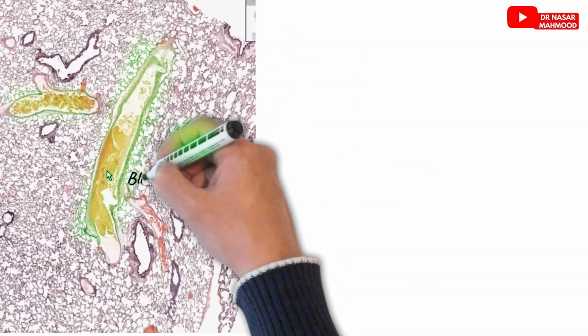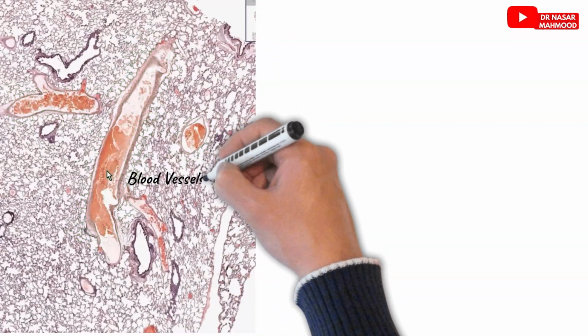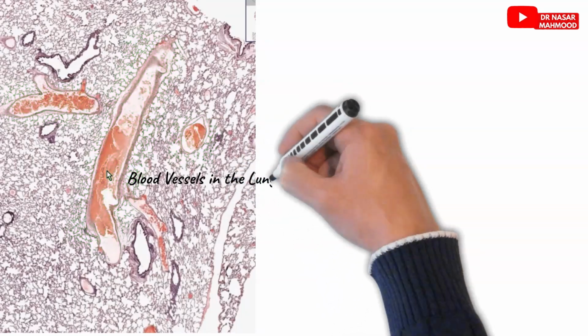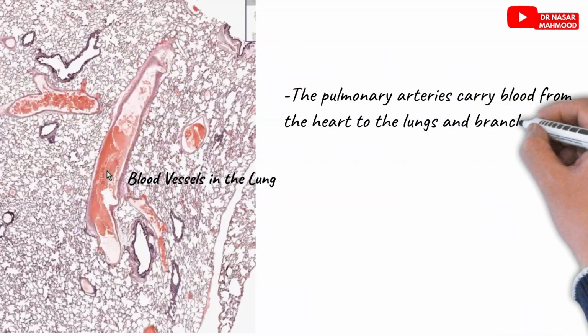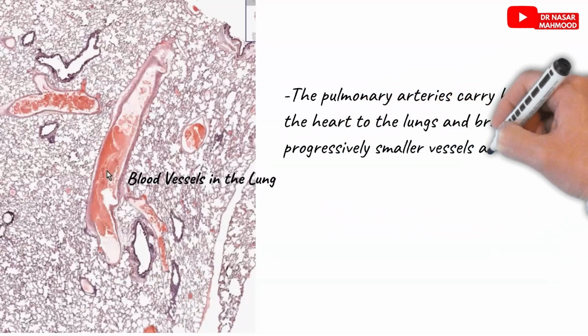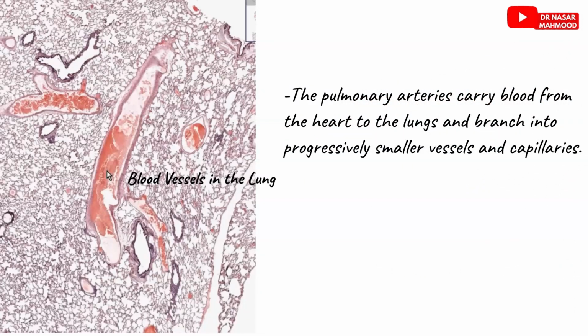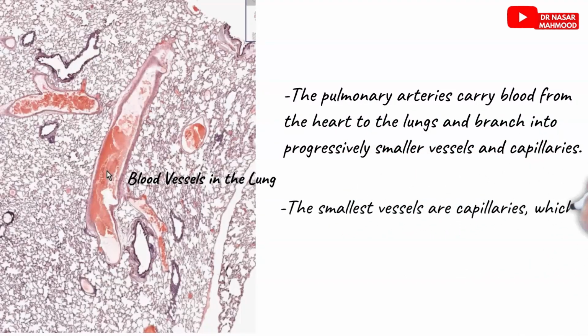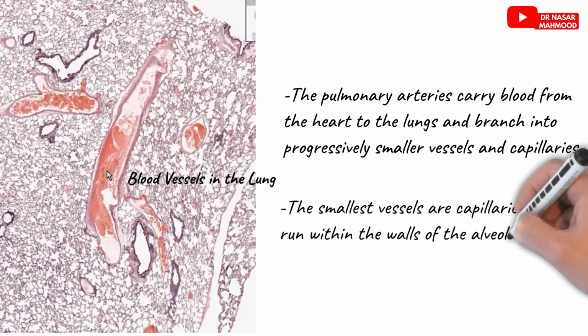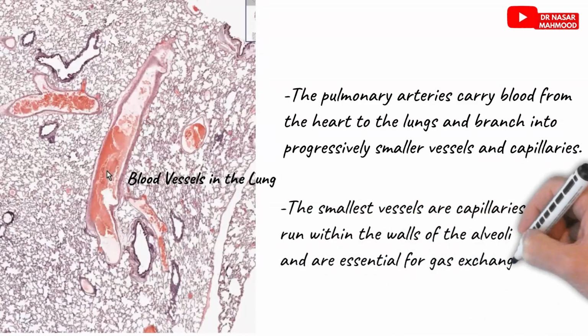Within the lung, you'll see numerous blood vessels, including pulmonary arteries and veins. The pulmonary arteries carry blood from the heart to the lungs and branch into progressively smaller vessels and capillaries. Because the pulmonary circulation operates at low pressure, the walls of these arteries are generally thinner than systemic arteries. The smallest blood vessels are capillaries, which run through the walls of the alveoli and are essential for gas exchange.